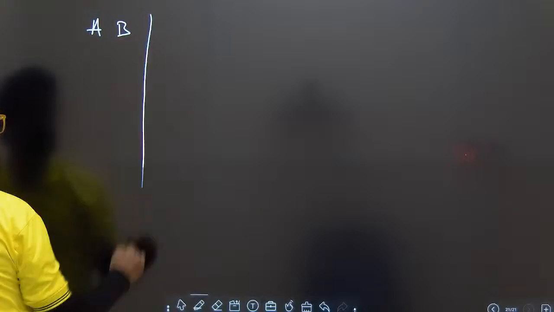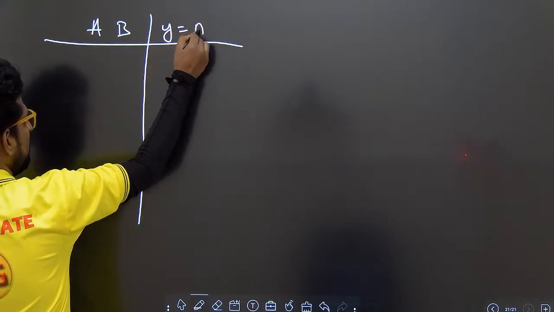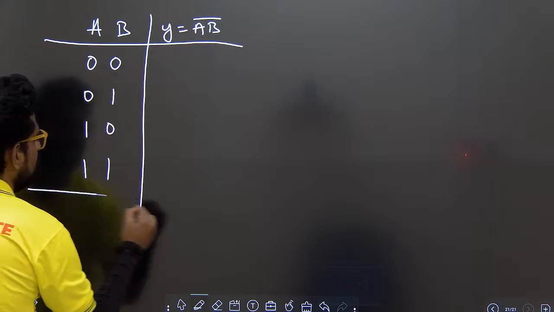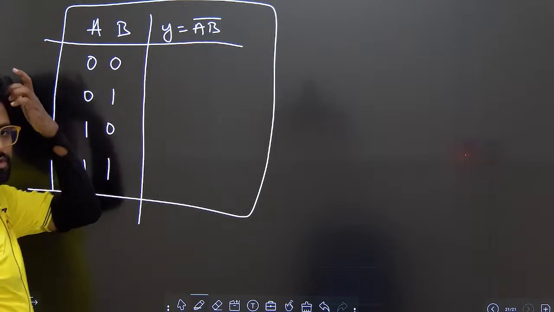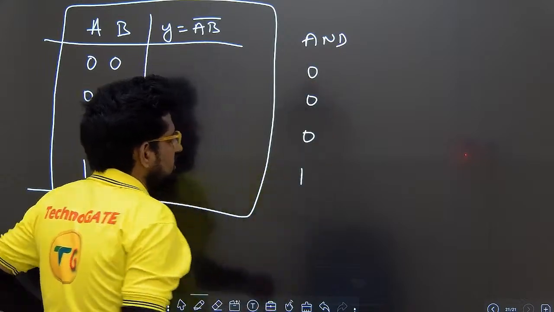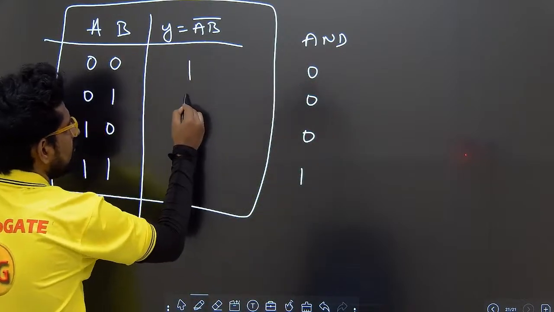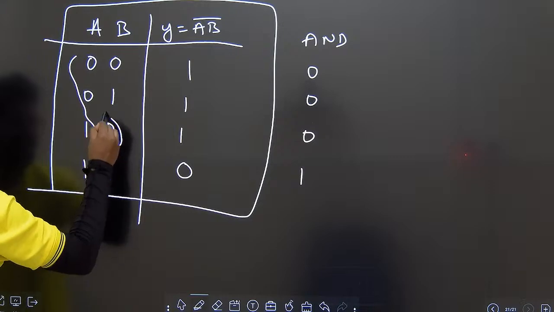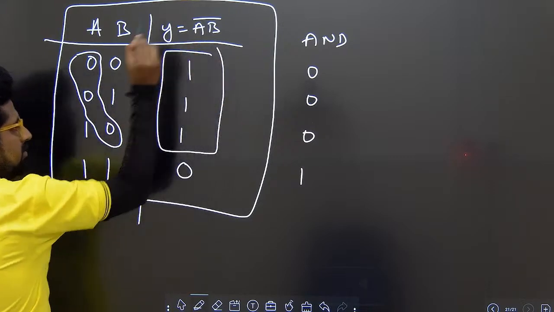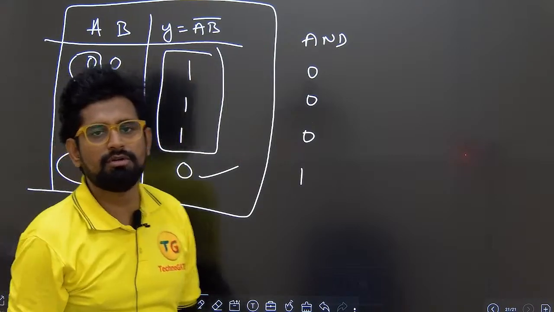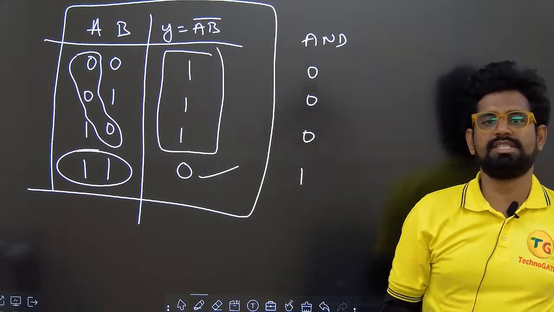So the truth table says A, B, output Y is equal to AB bar: 0 0 0 1 1 0 1 1. Here you can observe that for our AND gate we have the logic 0, 0, 0, 1. Just invert this and we get 1, 1, 1, 0. That means if any one of the inputs is 0, the output will be 1. If all the inputs are high, the output is 0. Likewise, we can state the various types of definitions.